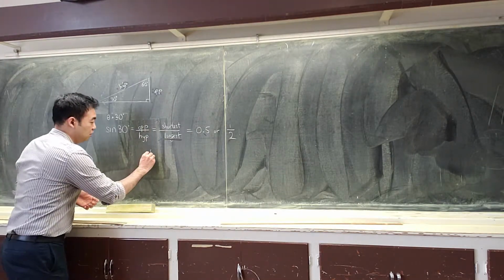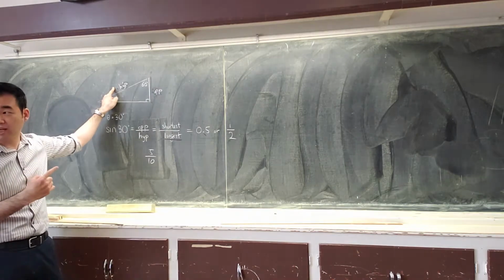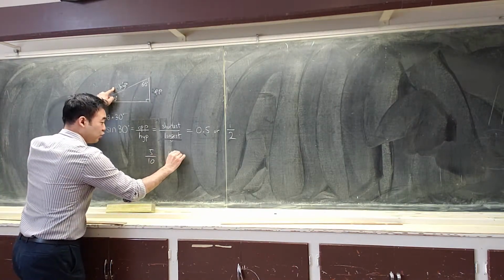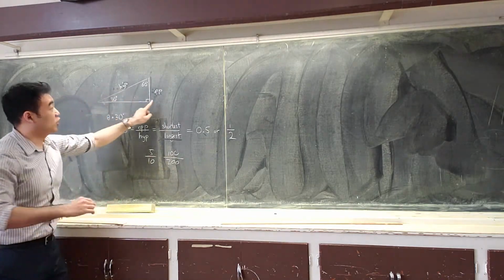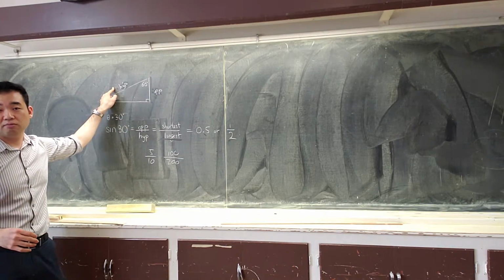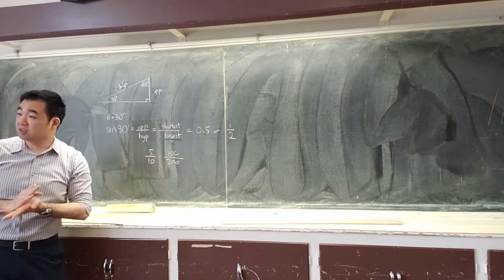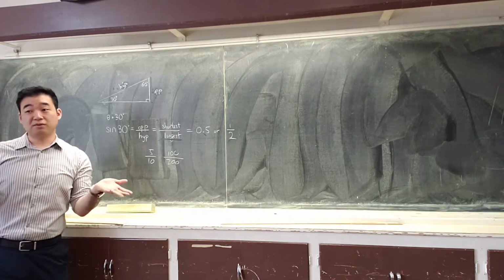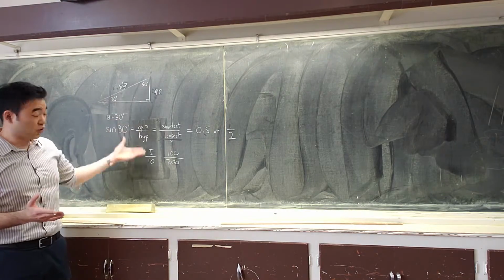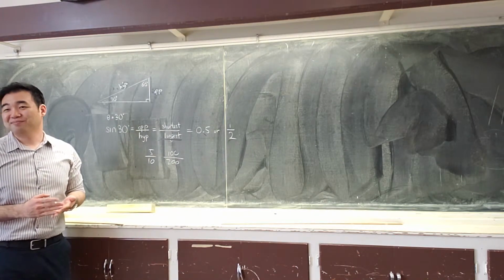It could be 5 over 10. Shortest side is 5, and the hypotenuse has to be 10. If this was 100, then 200. Opposite side is 100, the hypotenuse has to be 200. And that's the relationship between shortest and longest side. And that was it. This was your answer, to show that sine 30 equals half.